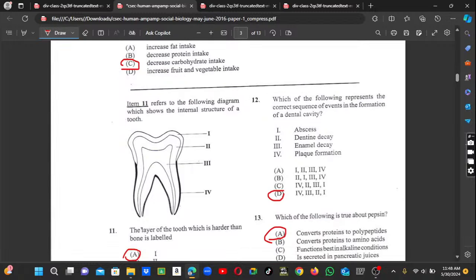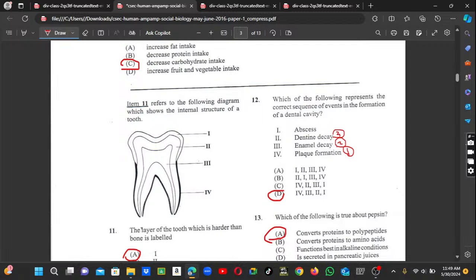Number 12, which of the following represents the correct sequence of events in formation of dental cavity? First things first, guys, in a dental cavity, the first thing that happens is plaque. Once we see plaque on the tooth, we know some decay will persist. After the plaque formation, we'd normally see the enamel take time to decay, right? And after the enamel has decayed, the dentine would now be decayed. So this would be the third one as well.